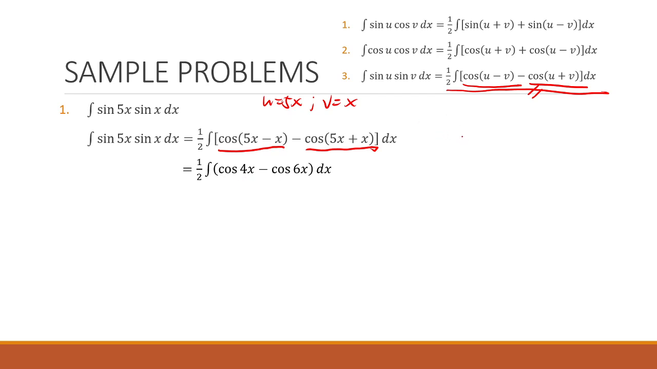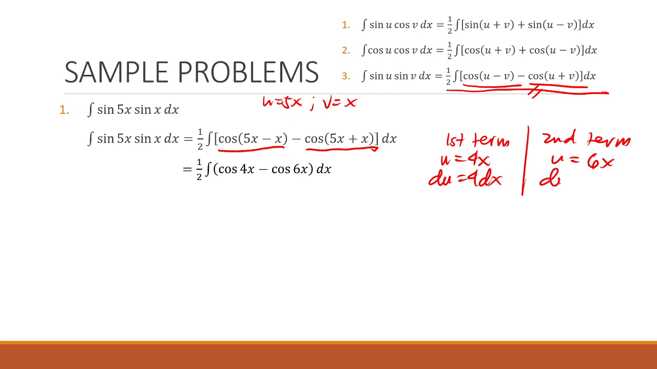So first term, isolate natin ang first term. Cosine 4x, let u be equal to 4x. So du is what? 4 dx. Okay? And then second term, u sub pa din. Pero in this case, u is 6x. So du is what? 6 dx.